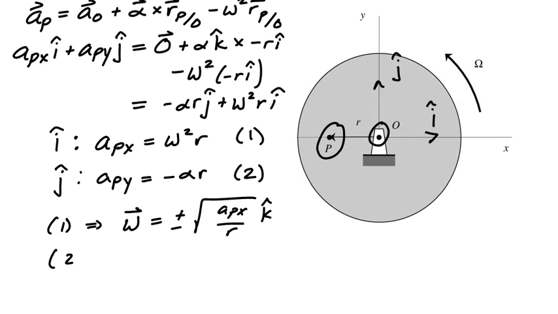If I solve equation 2, I'll get that alpha, the angular acceleration of the disk, is equal to minus a_py divided by r. And in this case, if I want to make that into a vector, I can again simply append the k direction. Alright, I think from here we've already identified the angular velocity and acceleration of the disk, the two quantities we've been asked to find.